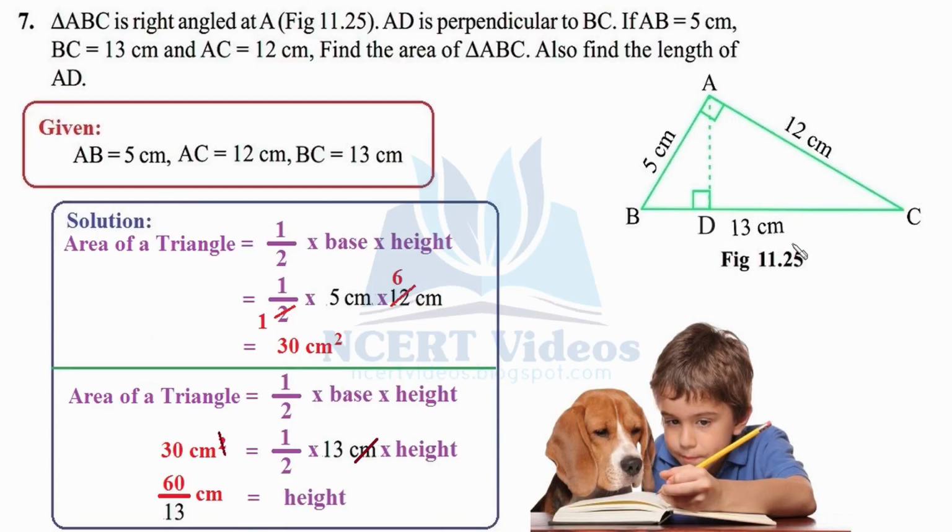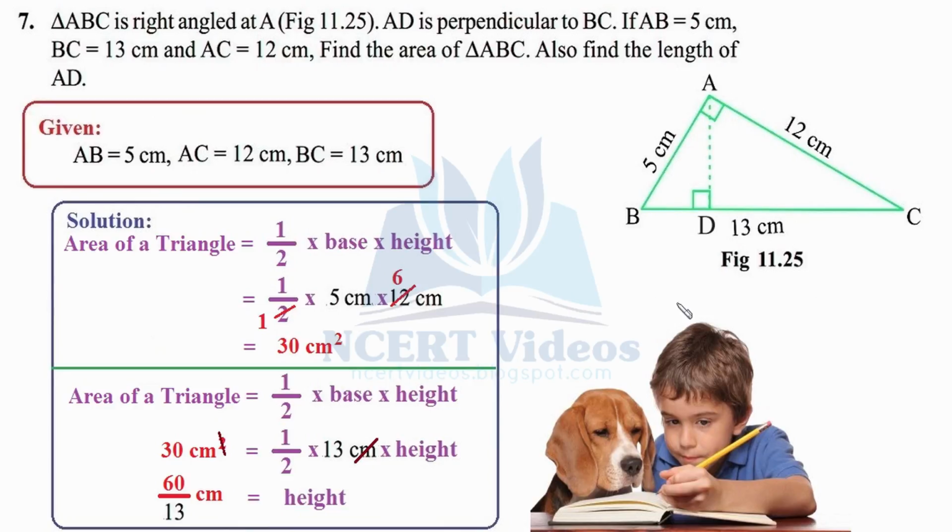So what is the base? Base is this one, 13 centimeter, and we have height, but remember, we cannot move any further in order to find this triangle's area. We are not given this height. In fact, AD is also asked in the second part of the question. So this approach is cancelled. We cannot find the area with this approach. We have to consider another approach.